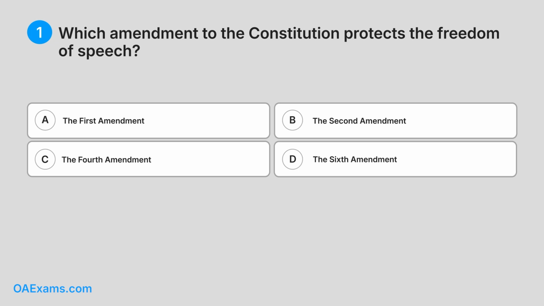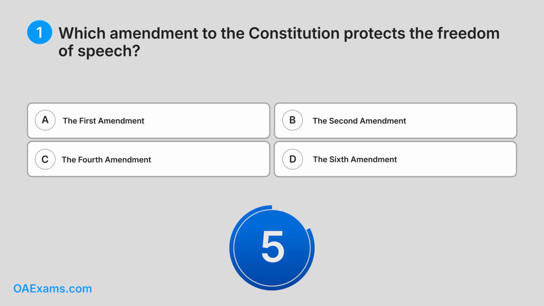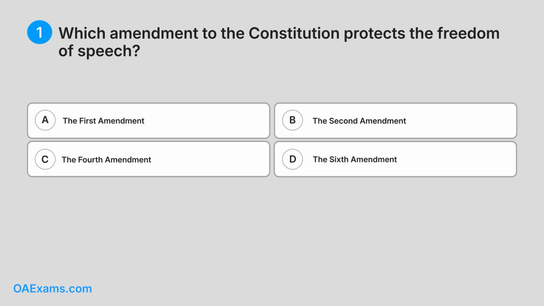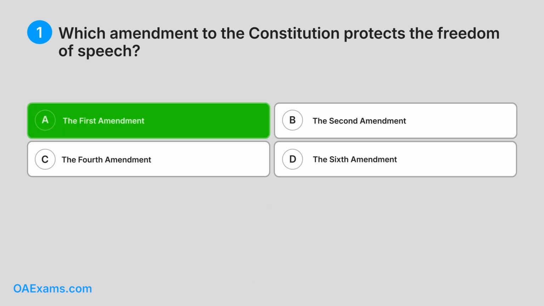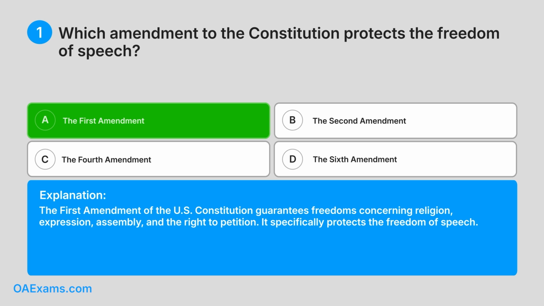1. Which amendment to the Constitution protects the freedom of speech? A. The First Amendment. B. The Second Amendment. C. The Fourth Amendment. D. The Sixth Amendment. What do you think is the answer? Correct answer: A. The First Amendment. Explanation: The First Amendment of the U.S. Constitution guarantees freedoms concerning religion, expression, assembly, and the right to petition. It specifically protects the freedom of speech.